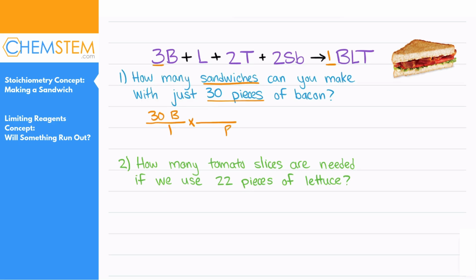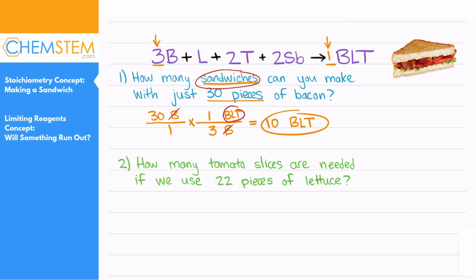So I'm going to go from bacon to BLT, and according to these coefficients here, there's a 3-to-1 ratio. 1 BLT requires 3 pieces of bacon. So I can cancel out the B, and I can circle BLT because that is what it's asking about, how many BLT sandwiches. And then we can do our math here. 30 times 1 divided by 1 times 3 is 10. We can make 10 BLTs if we have 30 pieces of bacon.